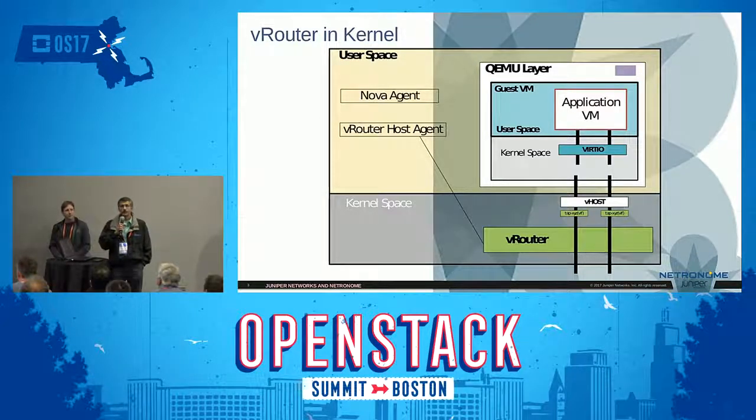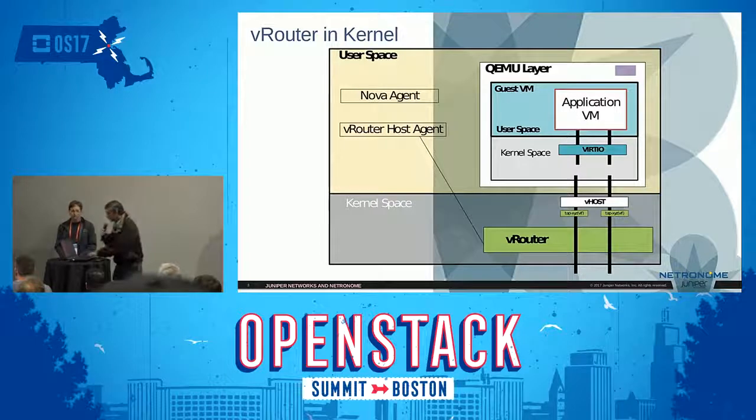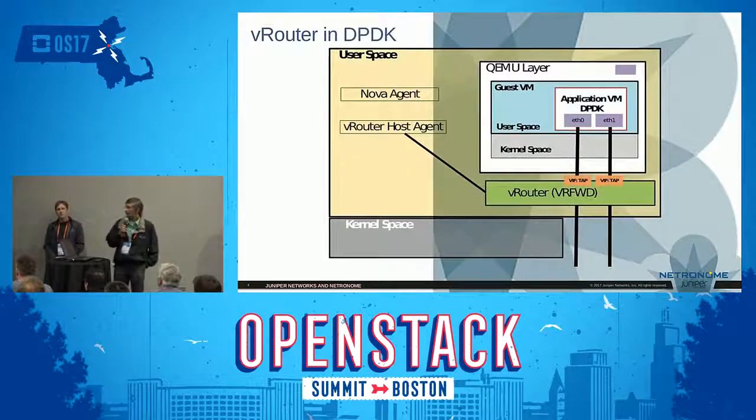But for packet processing applications in NFV scenarios, the more important consideration is how many packets per second you can process. And what we found is that with the kernel module, we can only do about 500,000 packets per second between two VMs running on different servers. So that was our motivation for integrating vRouter with DPDK.